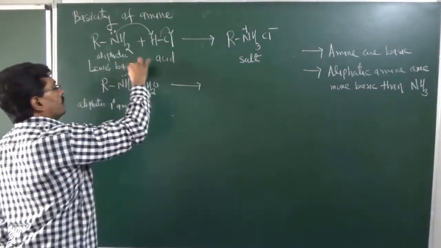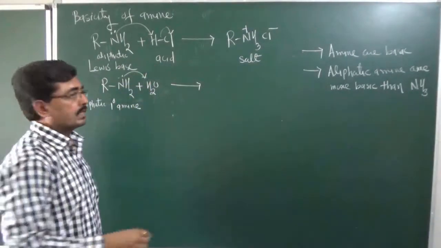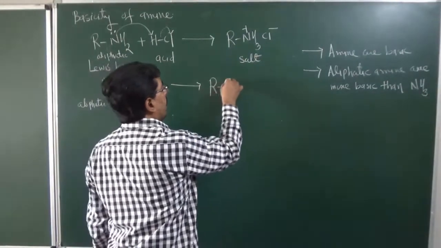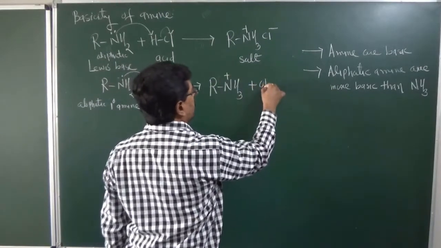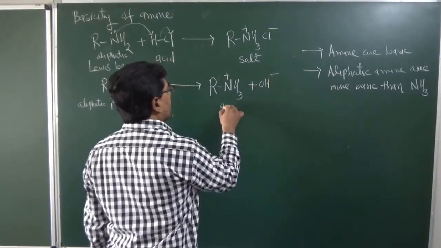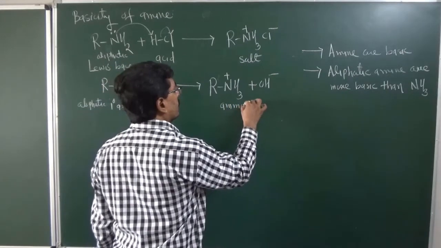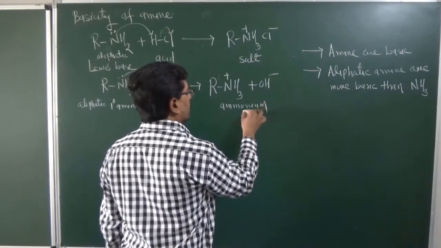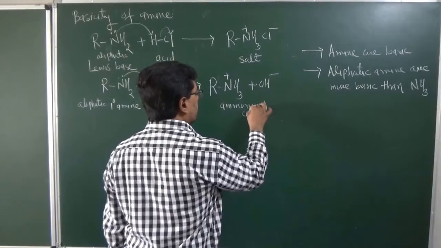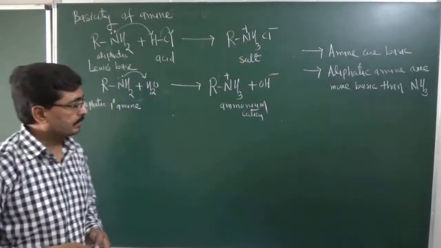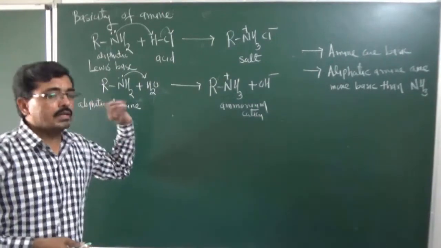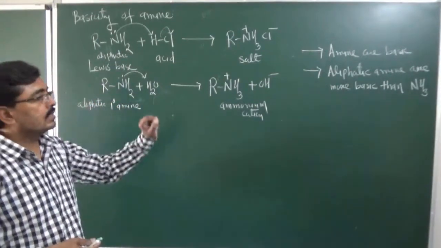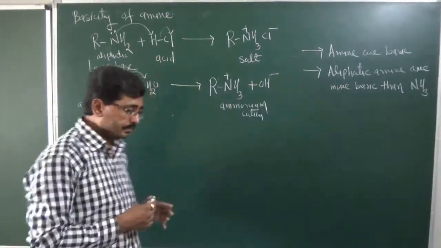It donates an electron pair. Therefore we are getting an ammonium cation, NH3 plus, and OH minus. It is giving us the ammonium cation. Now the positively charged species obtained is known as the ammonium cation. So an aliphatic primary amine on reaction with a water molecule gives us the ammonium cation.